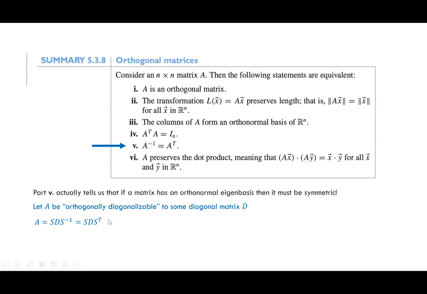Okay, now let's compute A transpose. Well, let's use the property where if you take the transpose of a product, then you distribute it and flip the order of everything. And then use the fact that the transpose of the transpose is the matrix itself. But as you can see, we once again get back our expression for A. So in fact, if A is orthogonally diagonalizable, it's equal to its own transpose. It is symmetric.